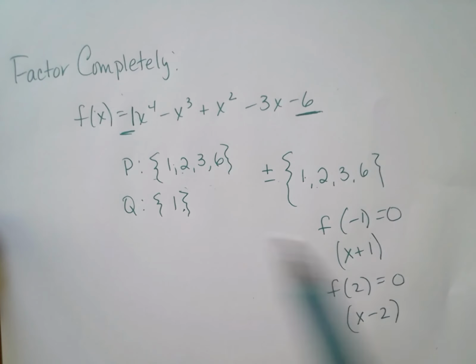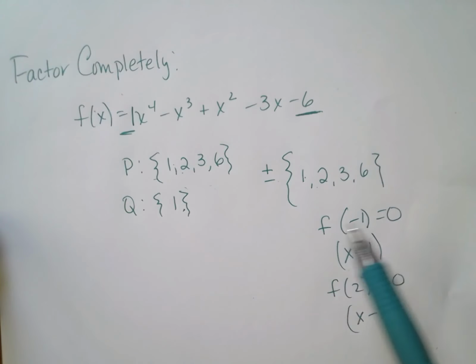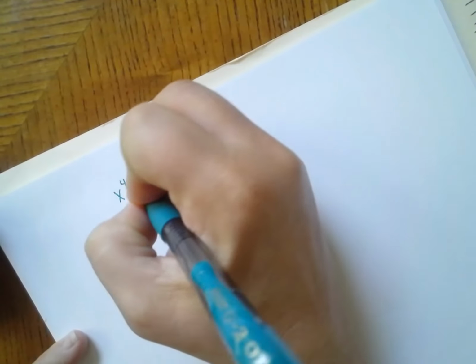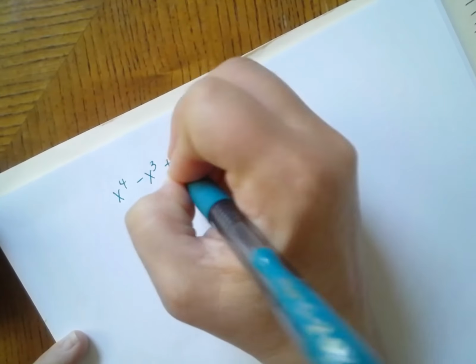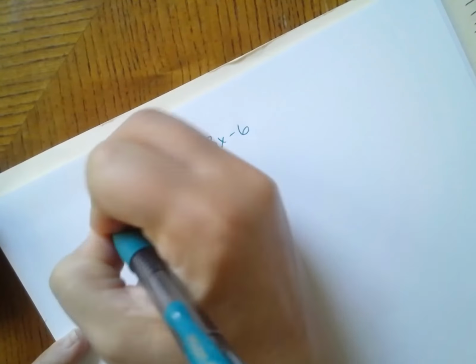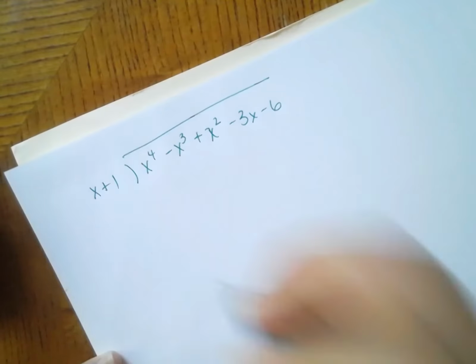So what I'm going to do is take my fourth degree polynomial and divide it first by one of them, and then take that result and divide it by another one. Let me start. This is my original polynomial, x to the fourth minus x cubed plus x squared minus 3x minus 6. I'm going to divide it by the first one that we found, which was x plus 1.